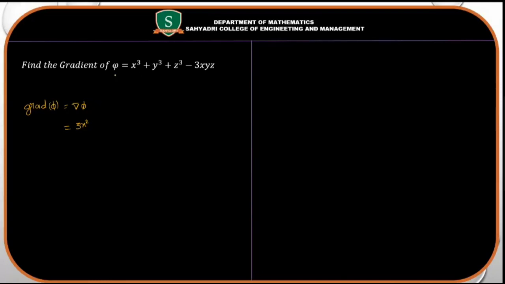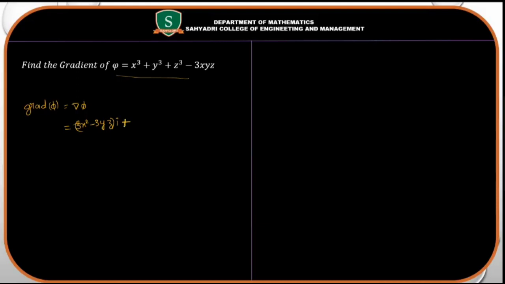First, differentiate this function with respect to x. How much will you get? First term is correct, 3x square. Sorry, differentiation of y cube with respect to x, so I'll get 0 here, right? Second term, third term also 0. So in the last term, how much will you get? Minus 3yz i. Correct.